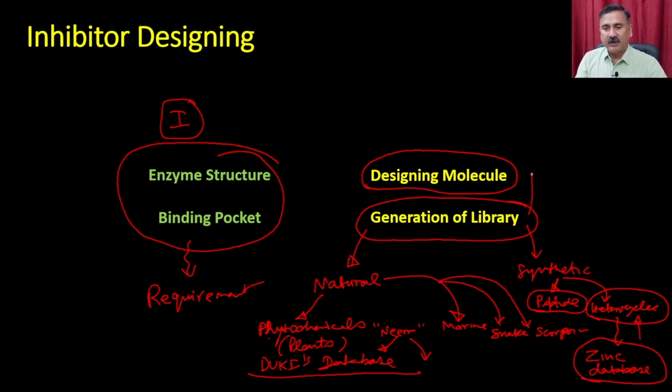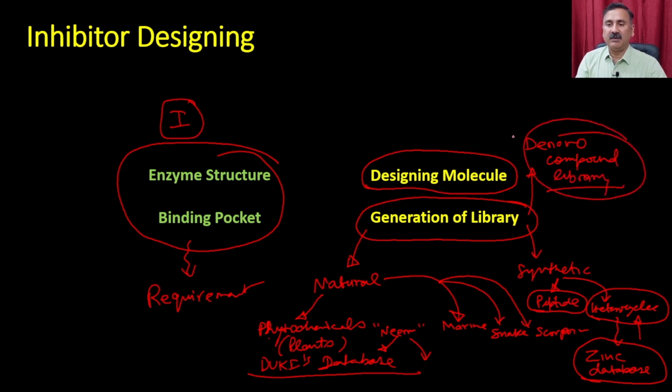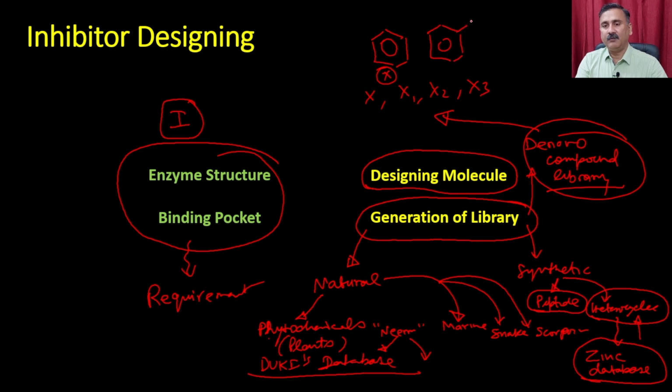And apart from that, you can make your own de novo compound library, right? This means you can have different types of libraries, for example X, X1, X2, like that. Okay. For example, you have a benzene, right? This is X. Now what I do is I modify it and put CH3, that is X1. I'll modify it like this, I'll put OH here, that will be X2.